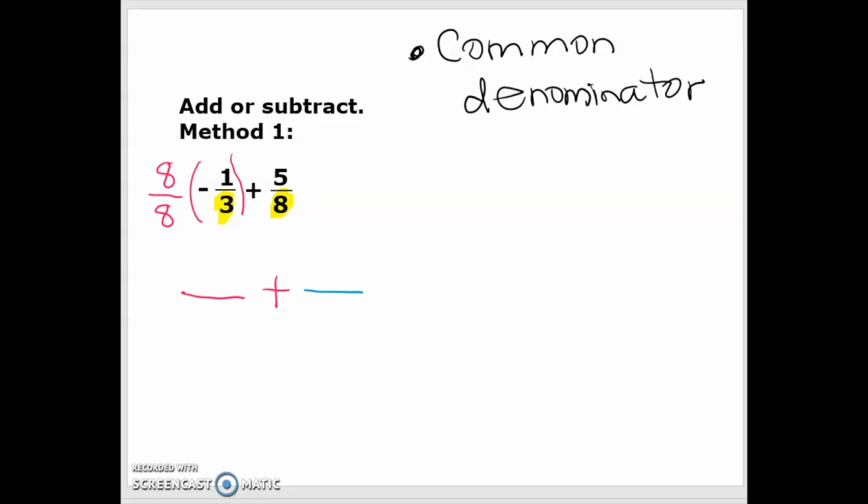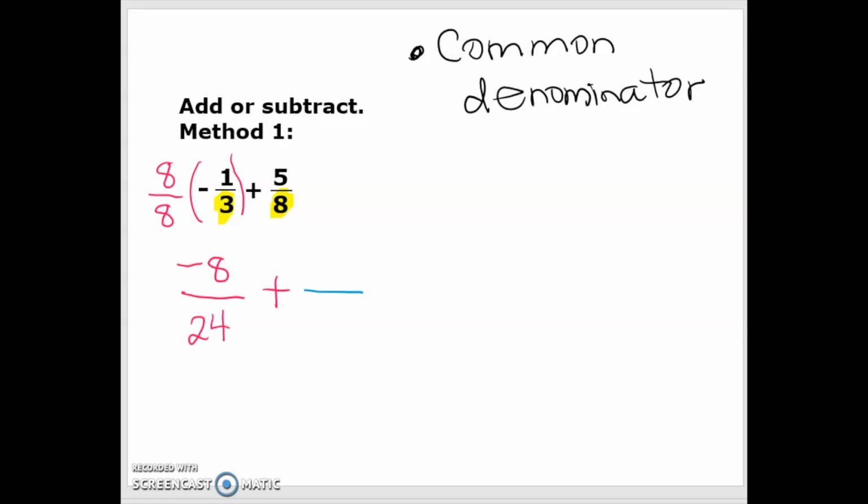And it's important that we write it this way, because this is like multiplying it by 1. 8/8 is the same as 1. And when we multiply something by 1, its value doesn't change. So this is mathematically accurate, or mathematically correct. So 8 times -1 is -8. 8 times 3 is 24.